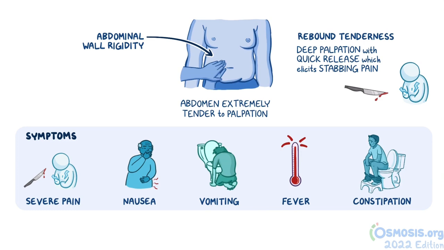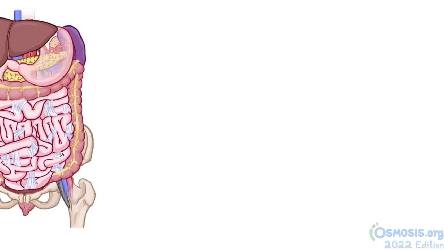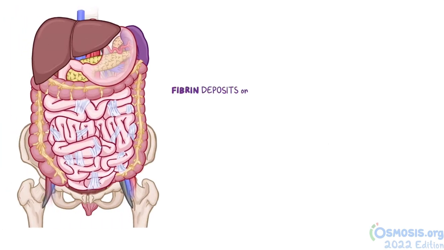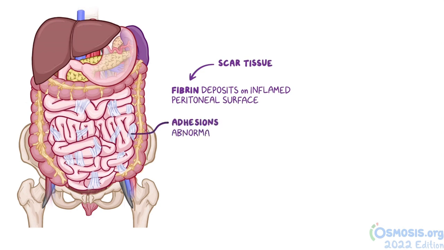Now, if the peritoneum is damaged or infected because of trauma, surgery, or peritonitis, fibrin starts to deposit on the inflamed peritoneal surface, which results in fibrous tissue formation during healing. This fibrous tissue, often referred to as scar tissue, can lead to the formation of adhesions, which are abnormal fibrous attachments between the visceral peritoneum of nearby organs or between the visceral peritoneum of an organ and the parietal peritoneum of the nearby abdominal wall.